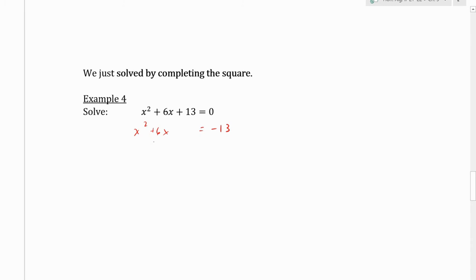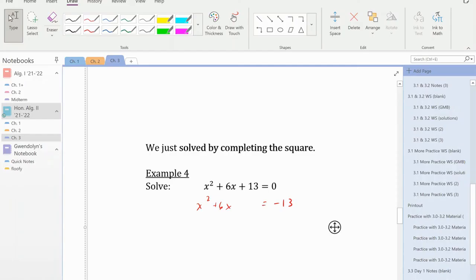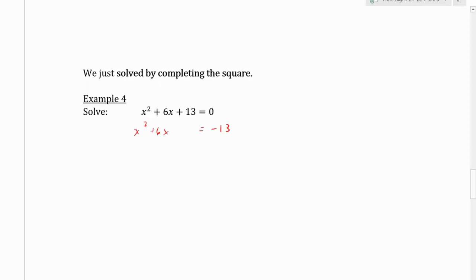Half of 6 is 3. Square it. That's 9. I'm going to add 9 to both sides. This is an x plus 3 all squared. This is a -4. And I got it.